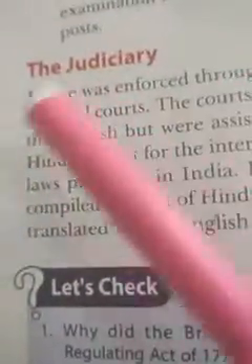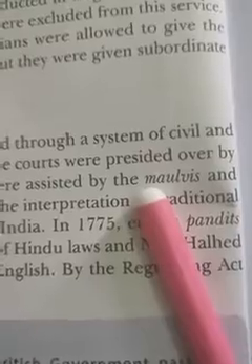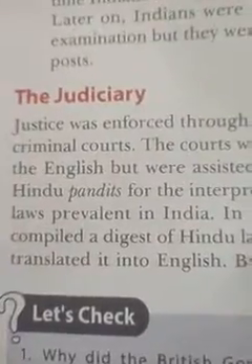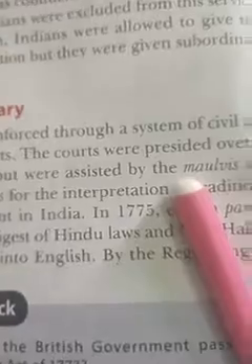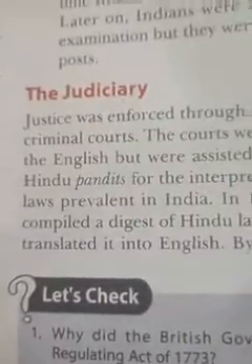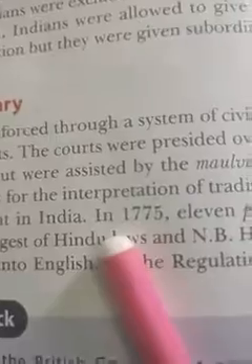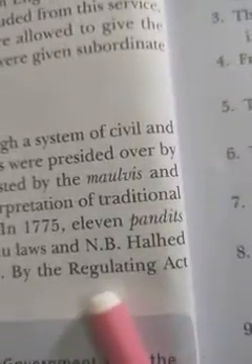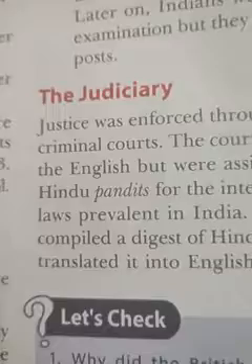Now the judiciary system. Justice was enforced through a system of civil and criminal courts. The courts were presided over by the English but were assisted by the Maulvis and Hindu Pandits for the interpretation of traditional laws prevalent in India. In 1775, 11 Pandits compiled a digest of Hindu laws, and N.B. Halhed translated it into English by the Regulating Act.